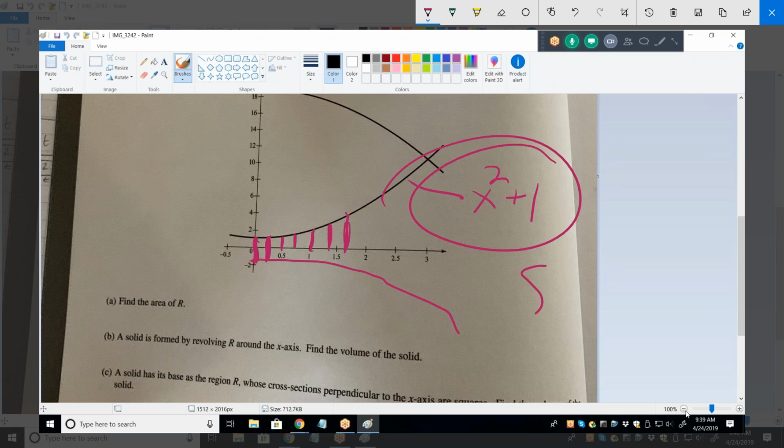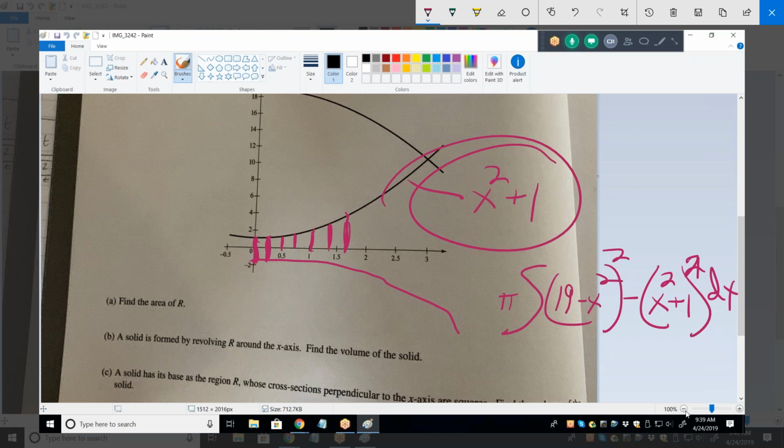So it should be the integral of pi times big R squared, 19 minus x squared, all squared, minus little r squared, dx. It's a different answer, obviously, because we're squaring everything. So little r is just the function.